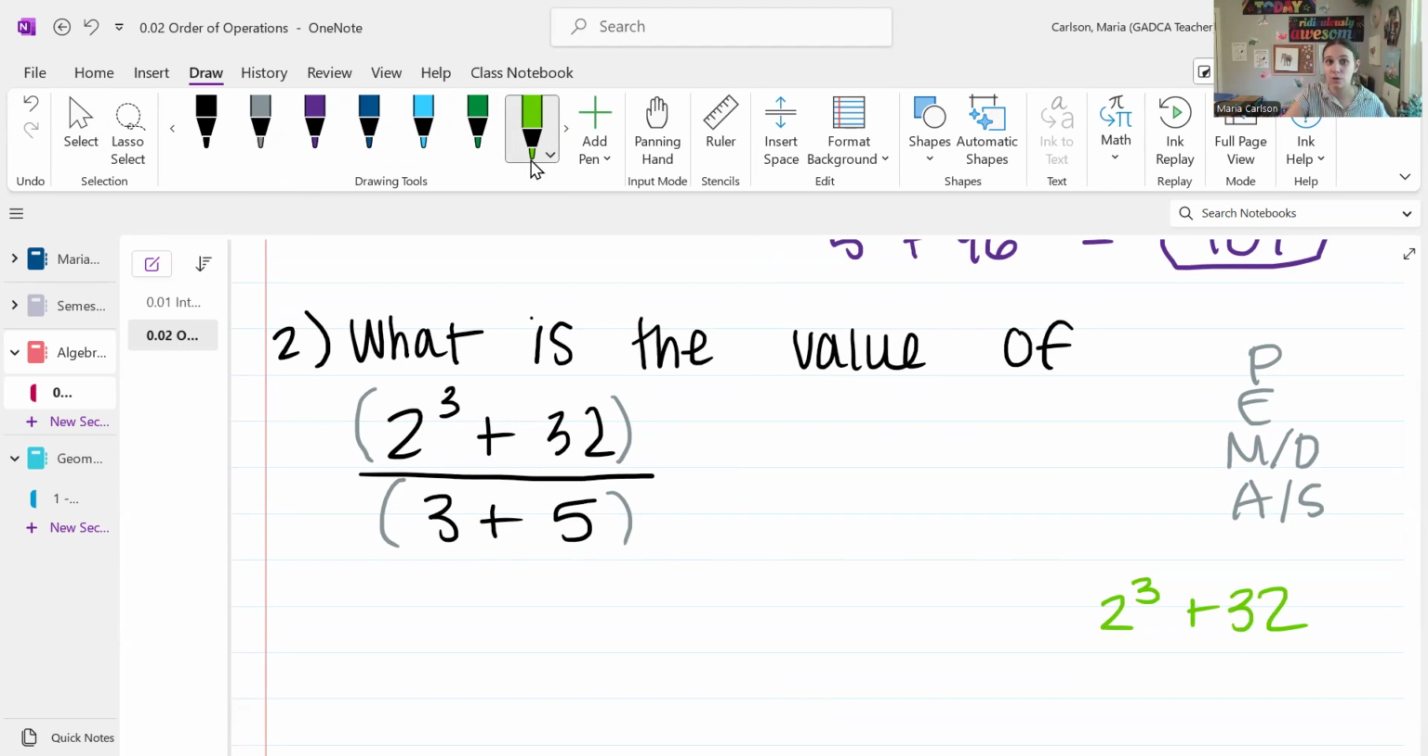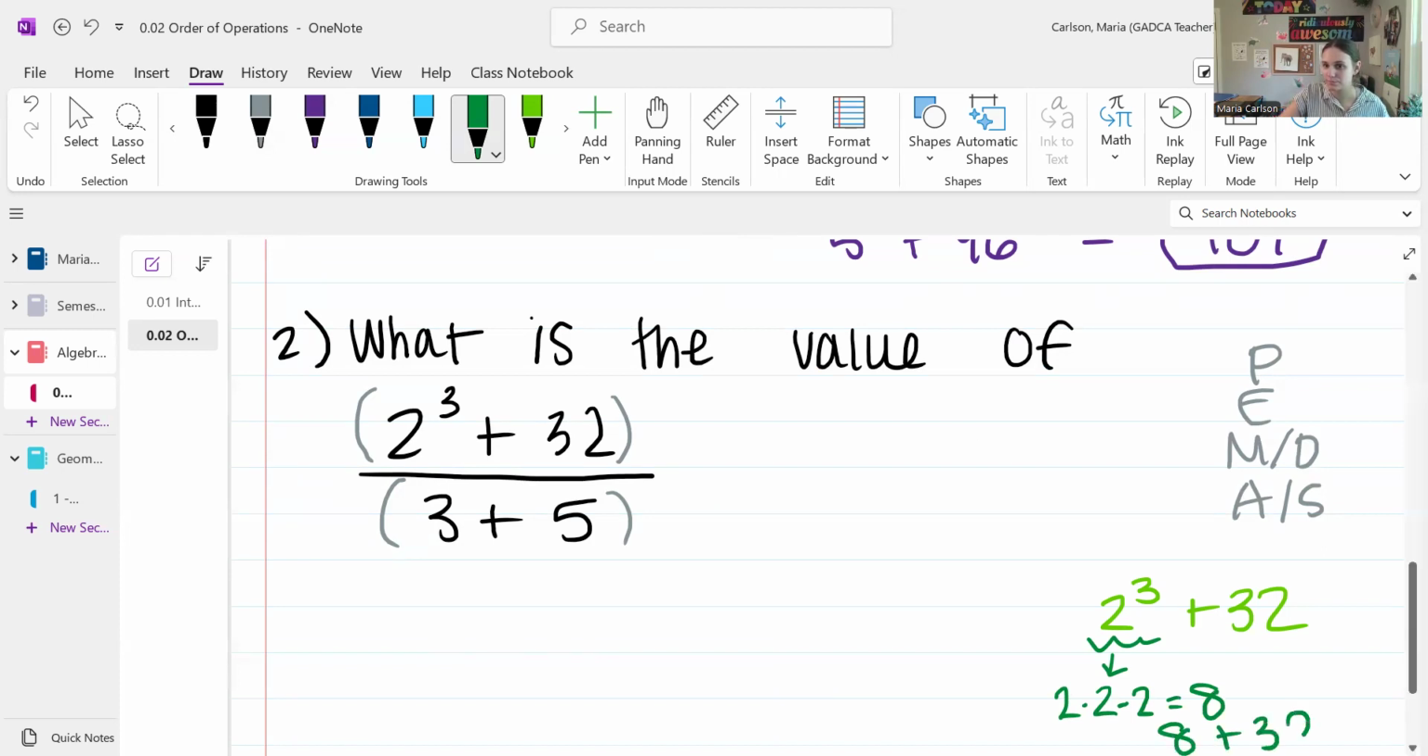Now to simplify this, the order of operations tells me that I need to evaluate my exponents first, and 2 cubed is the same thing as 2 multiplied 3 times. So 2 times 2 times 2 equals 8, and then we will add 8 plus 32. So this gives us that our numerator is 40. 8 plus 32 gives us 40. And now I can look at our denominator, and hopefully we all recognize that 3 plus 5 gives us 8.